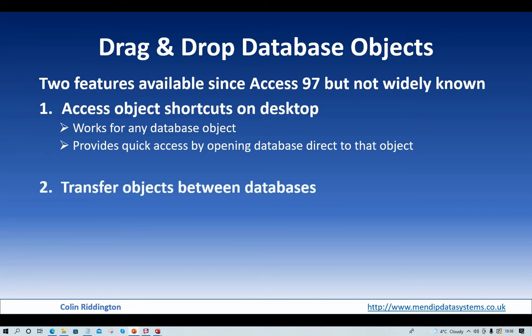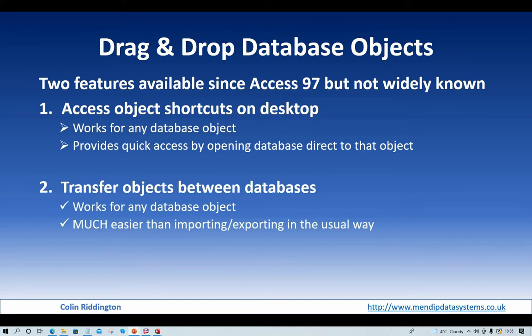More useful for me though is to transfer objects between databases, a much quicker way of importing from one database to another than the standard method used in Wizard. Again, it works for any database object, and it's much easier than importing or exporting in the usual way. But link tables, as I mentioned, do need some special treatment. Basically, do it twice, and the second time tell Access what to do with the transfer.